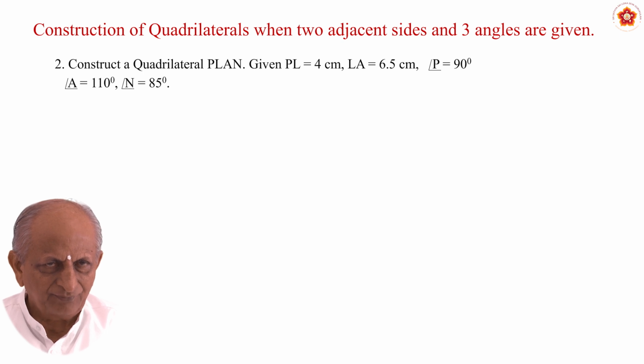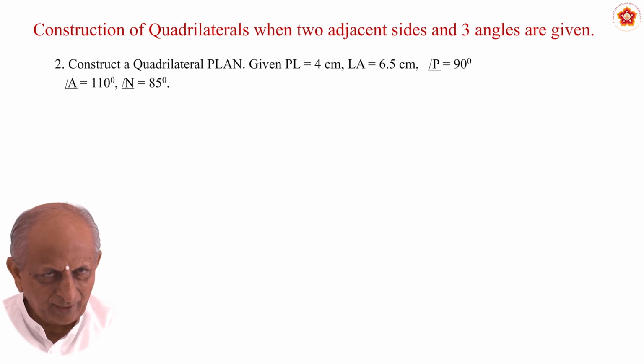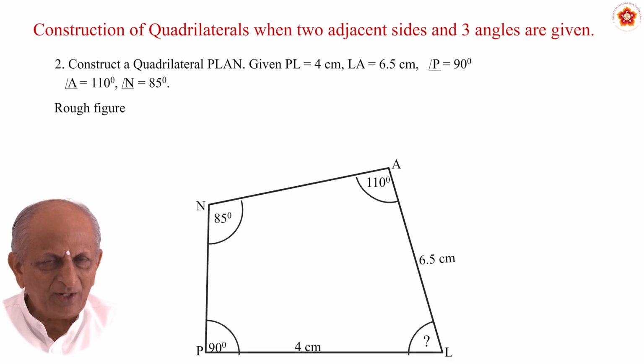Take down. Here we have PLAN. PLAN is a quadrilateral. In that, given PL is equal to 4 centimeters, LA is equal to 6.5 centimeters. They are the two sides. Angle P is equal to 90 degrees. Angle A is equal to 110 degrees. Angle N is equal to 85 degrees. Ready? Draw a rough figure. Why must you draw a rough figure? That is how you have to proceed on the basis of that. Correct? So, the rough figure is ready.